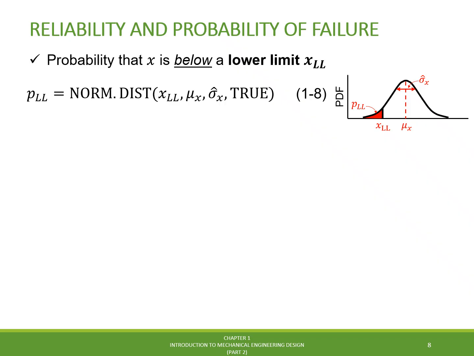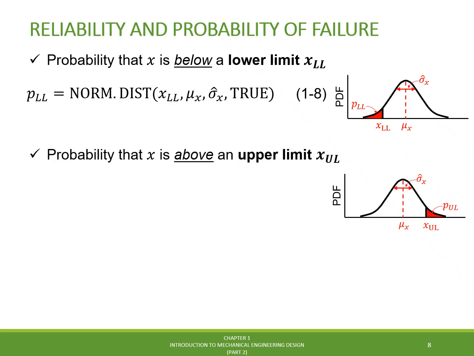Then we need the mean value of the random variable x, the standard deviation of x, and then the last argument of the function is going to be TRUE. And this TRUE here is because I specifically want Excel to return the value for the cumulative distribution function. So that's why I need to make sure that we have TRUE here.